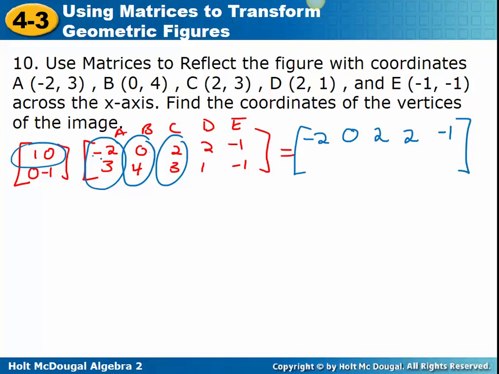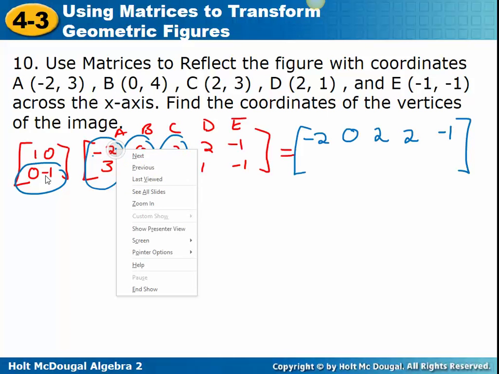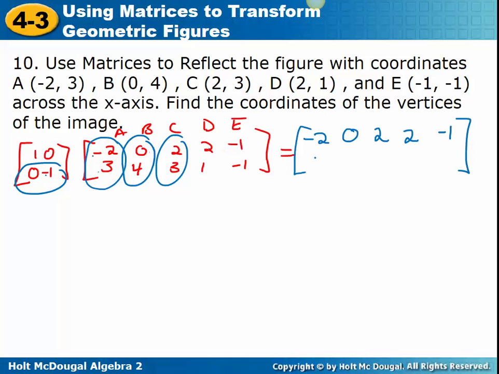When you move to the y-coordinates, however, then you have 0 times negative 2, that's 0, plus negative 1 times 3. So all of these ones are going to be multiplied by negative 1. And you're adding 0, because 0 plus 0, negative 1 times 4. So you're going to be taking the opposite sign of each of these. And then for your final answer, write what A prime is equal to. It'll be negative 2, negative 3. Write what B prime is equal to. That would be 0, negative 4, and so on.